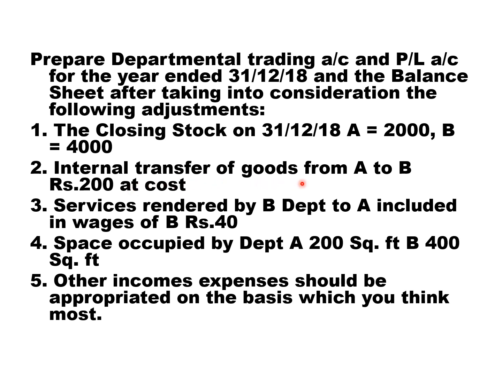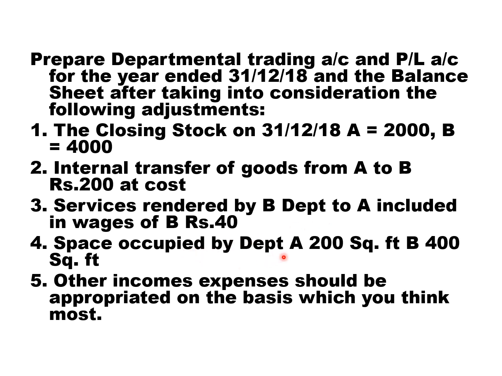So internal transfer of goods from A to B 200. A is a giver, B is a receiver. So B department debit, A department credit. Services rendered by department B to A included in wages of rupees 40. So 40 is a service given by B to A. B is a giver, A is a receiver. So for B it will be credit, for A it will be debit.